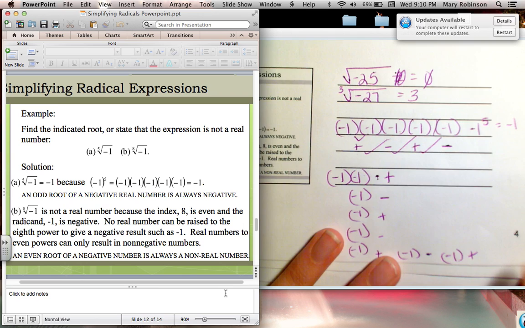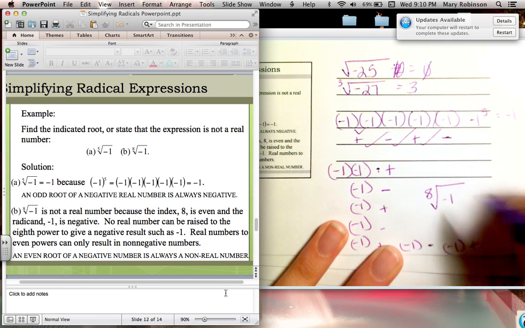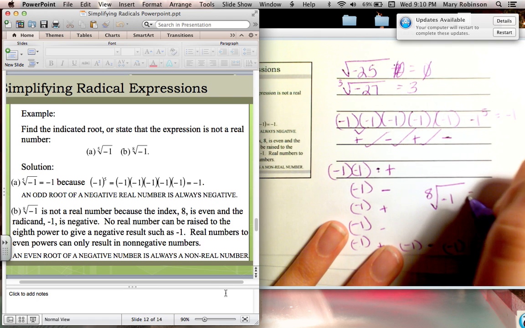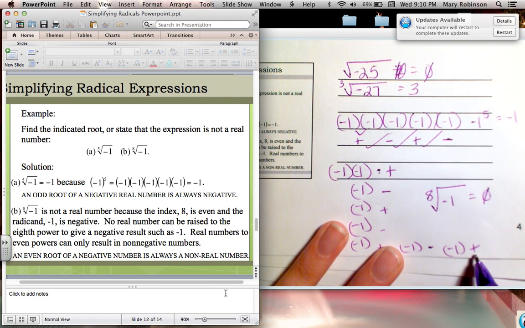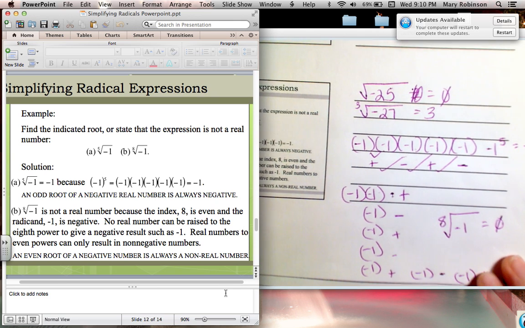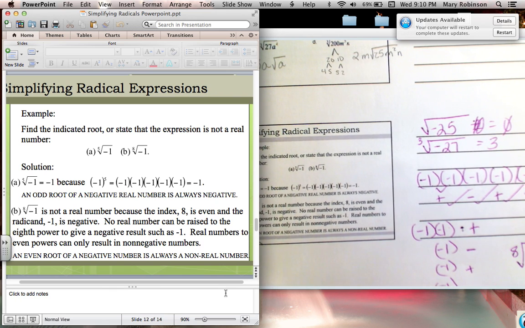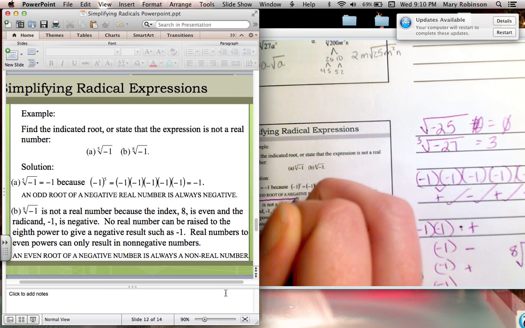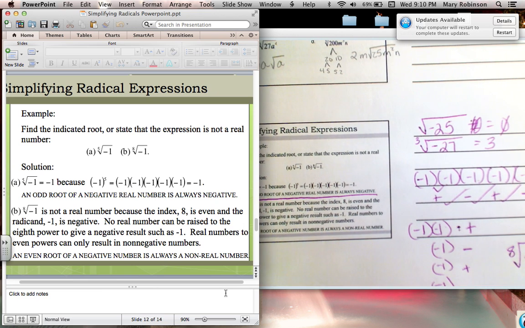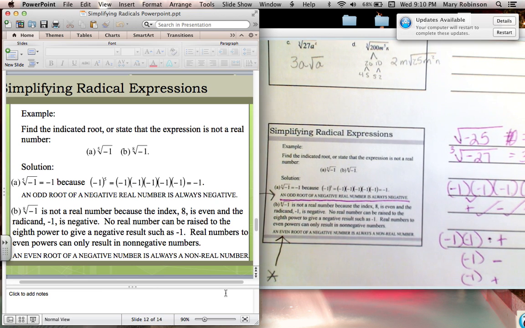So if we take the 8th root of negative 1, that won't work because it requires a positive number. As you can see, I want you guys to make sure you have this and highlight it, write it a couple of times, so you really get it. An odd root of a negative real number is always negative. You see that? An odd root of a negative real number is always negative.